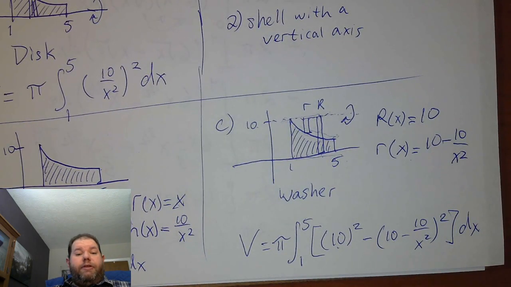I think that page right there is a really nice summary of the difference between the disk, the shell, and the washer method, and it shows us how to utilize that in each of those instances. What I'll probably do is take a screenshot of this page and upload that to Canvas so you can look at it in more detail. So I will make sure to do that after class today.